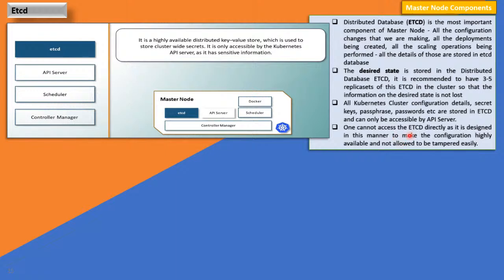One cannot access the etcd directly as it is designed in this manner. So from outside, you will never be able to access etcd. You cannot hack the data inside. If you can hack someday, that's why you need to know cybersecurity, DevSecOps, how to prevent hacking of the etcd database of a Kubernetes cluster.